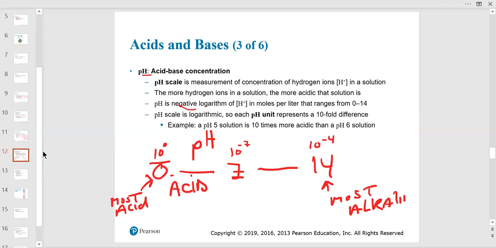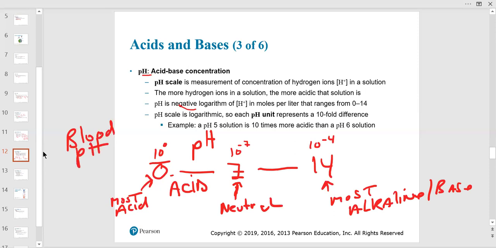If you could remember that. That's also called base. So in the laboratory, 7 is a neutral pH. But where did I say we need the blood? Blood pH. Anybody remember? 7.4. Now you may hear there's a range, like 7.35 to 7.45. That's if you have compensation.